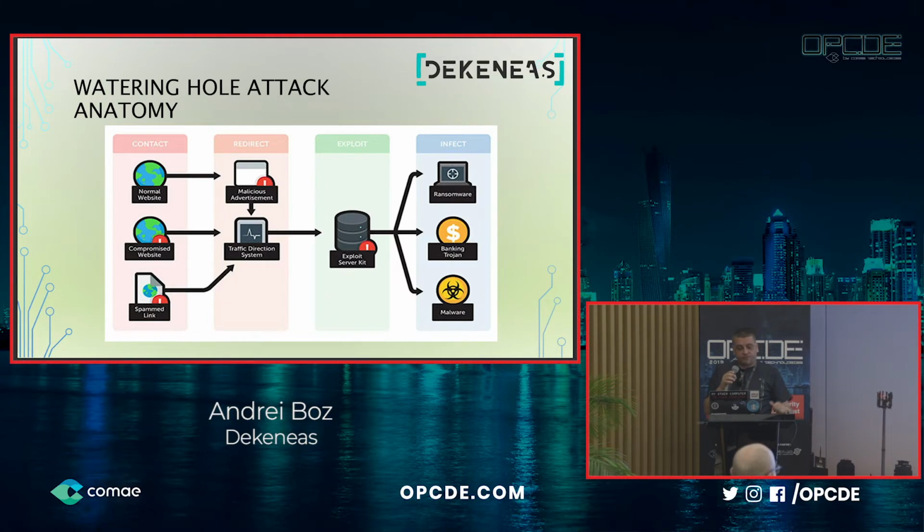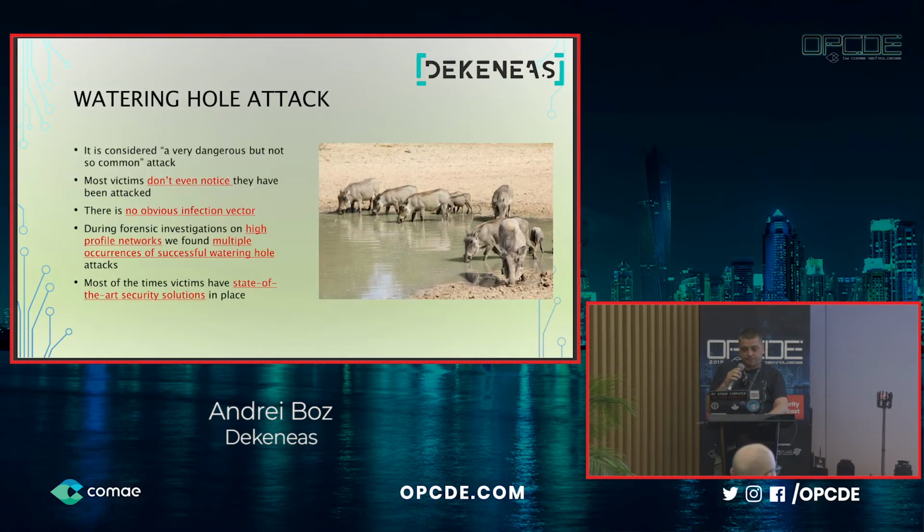We can see here that a watering hole attack can happen either through a normal website that serves a malicious advertisement, or through a compromised website, or even through a spam link, aka spear phishing. The victim accessing these resources gets into a traffic direction system that sends him to an exploitation server kit that in turn serves either ransomware, banking trojans, malware, cryptojacking, etc.